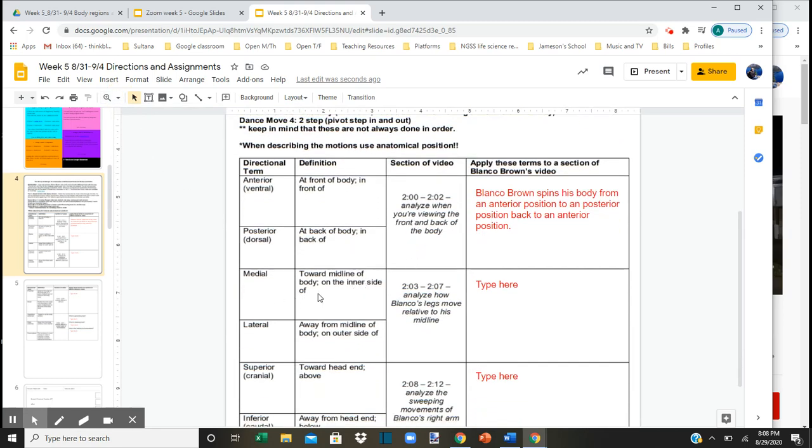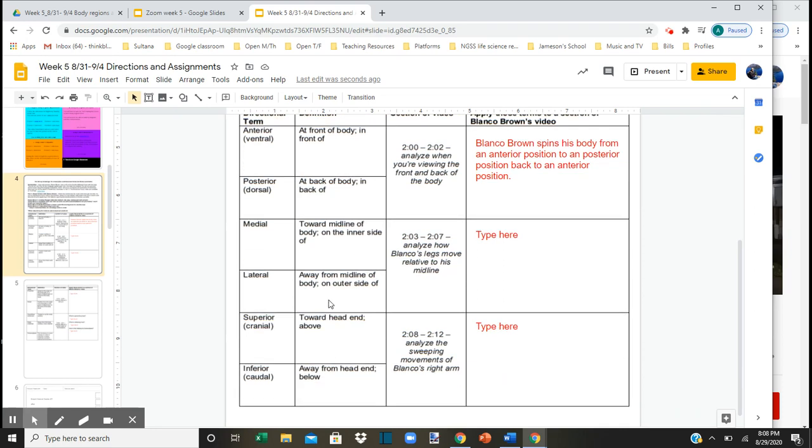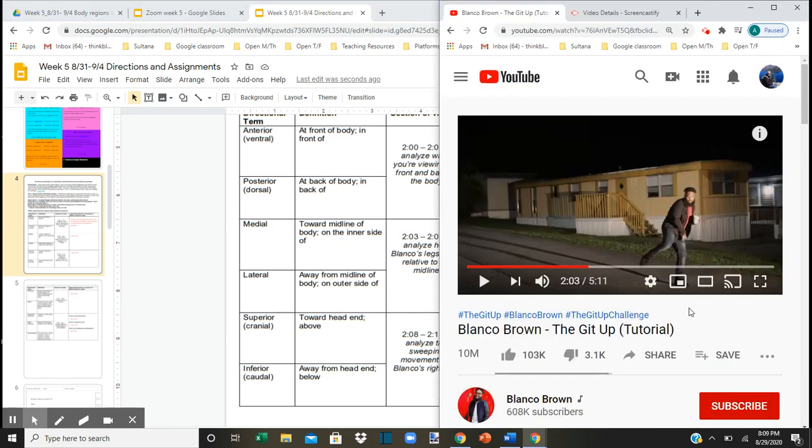Medial is towards the midline of the body, on the inner side, and then lateral is away from the midline of the body. So it's on the outer side of, and it seems like it's missing something. It's just saying it's on the outer side of whatever, or on the inner side of whatever. So basically you just watch the video again, 2:03, which is right where you stopped, to 2:07.